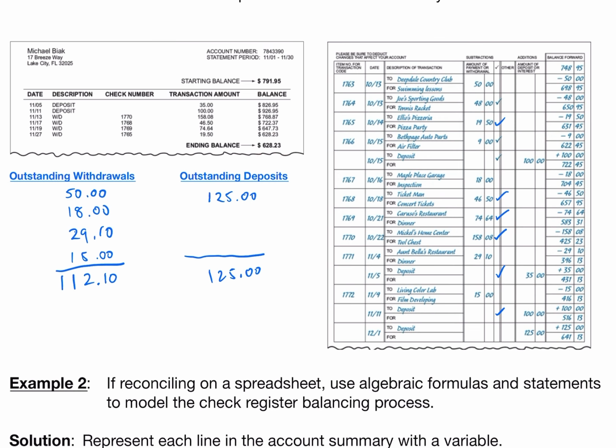So I'm going to write this in green. So $628. We're going to add $125. This is our outstanding deposits. Okay, I should go ahead and label this ending balance, the balance in the statement. This is outstanding deposits.